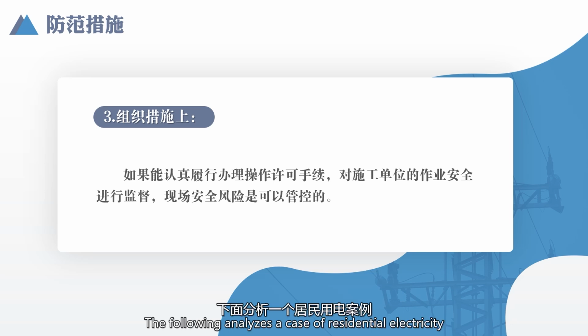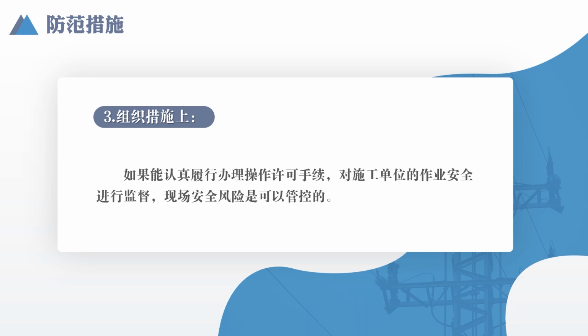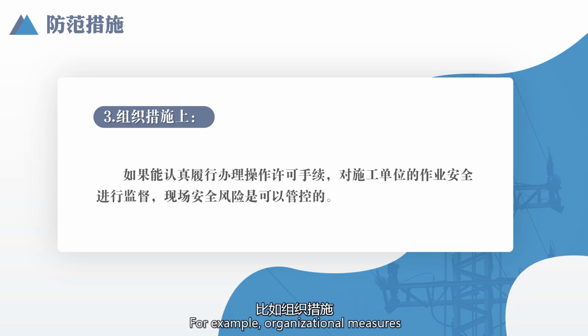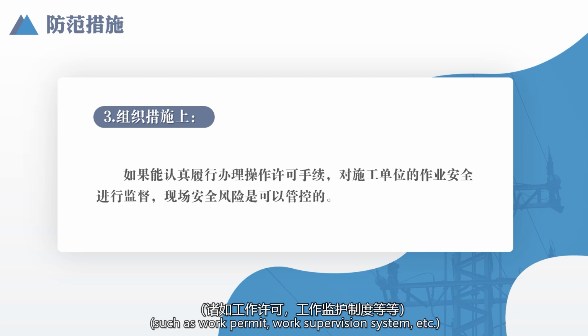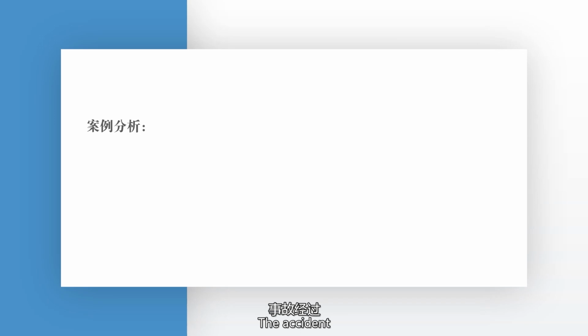The following analyzes a case of residential electricity. This case is not a construction or electrical operation, so we can't copy the analysis method of the 3 elements, for example, organizational measures such as work permit and work supervision system. But in ideological safety awareness and technical measures, there are many similarities. Let's take a look at this accident.